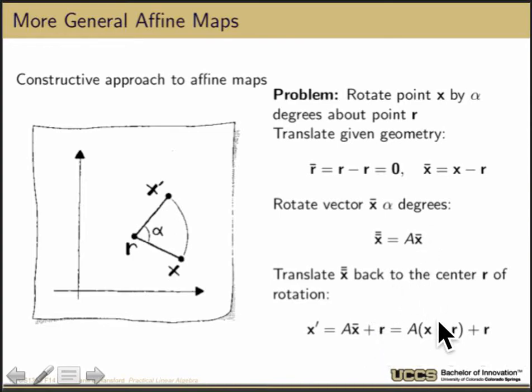So when we get all of that done, we get A times (x minus r). This translates it so that r is the origin, applies some transformation, in this case a rotation transformation, and then adds back r. So this gives us a way of rotating not just around the origin, which is what a rotation matrix does, but rotating around any point in space.